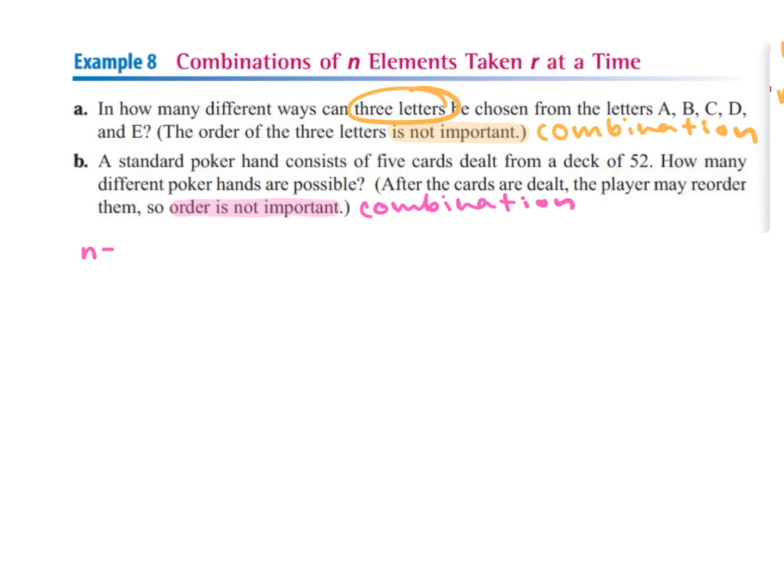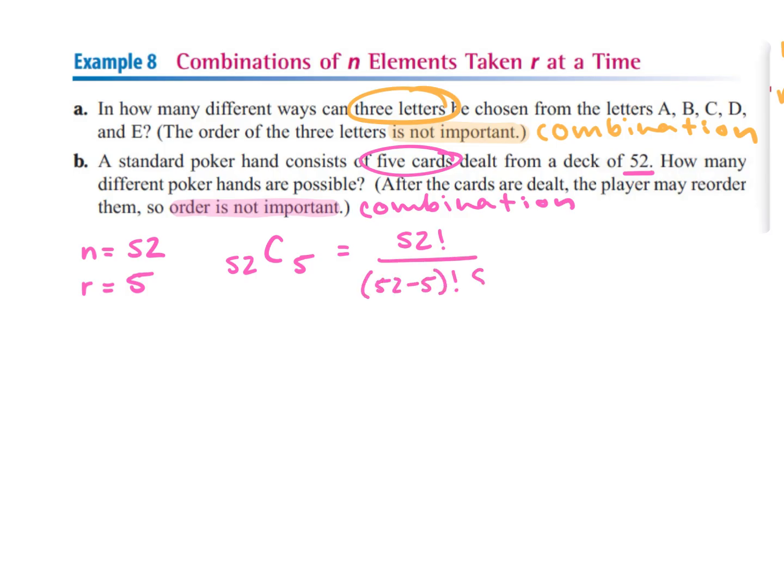So we need to know what our n and our r is. So how many cards total do we have? 52. And how many are we choosing for our hand? 5 cards. So r would be 5. So we have 52C5. Now you can put this into the calculator, but we're just going to practice using our formula. So we have 52 factorial over 52 minus 5 factorial times 5 factorial.